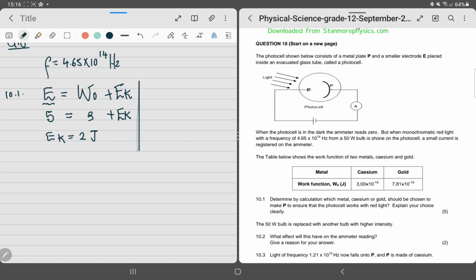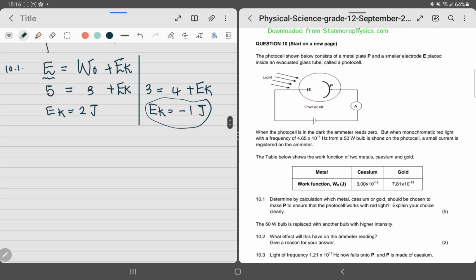So our EK is going to be 2 joules. Now imagine a different situation in which the energy provided by the light is a 3, and the work function is a 4. So our EK is going to be negative, and you know that you can't have negative energy. So in other words, the energy supplied by the light must always be greater than the work function in order for us to see the phenomenon of the photoelectric effect.